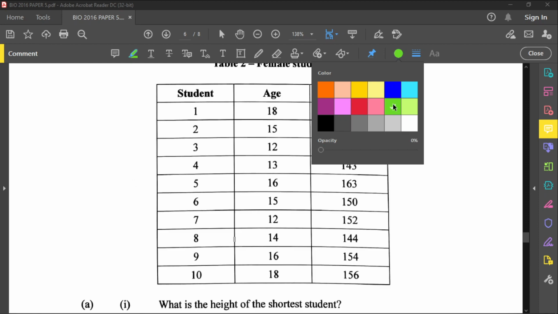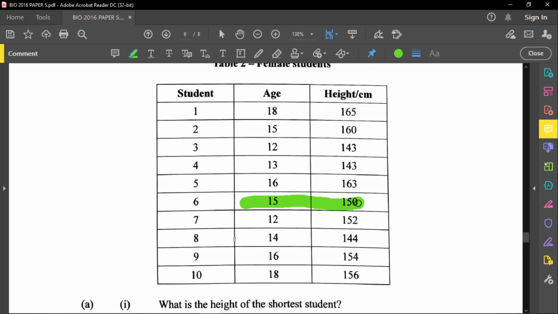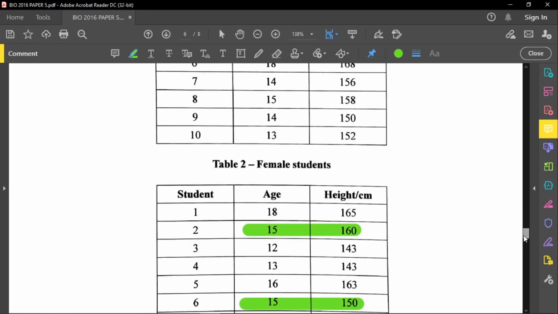Let's put this in green. So there's one right here. All right, so that's 150. There's a next 15-year-old right here. That's 160. Okay, let's go to the next 15-year-old because we want all of them.